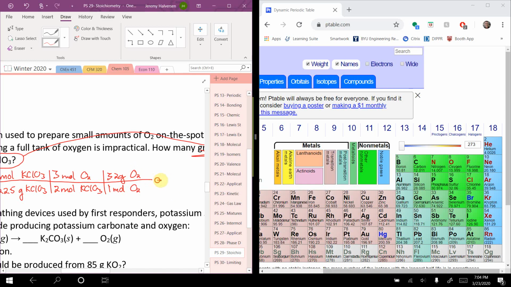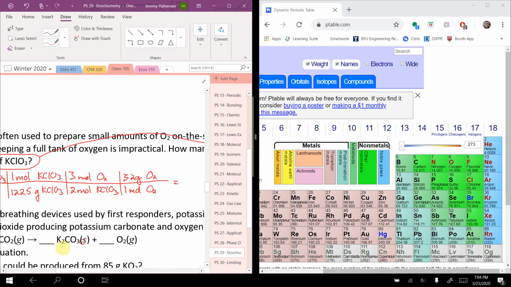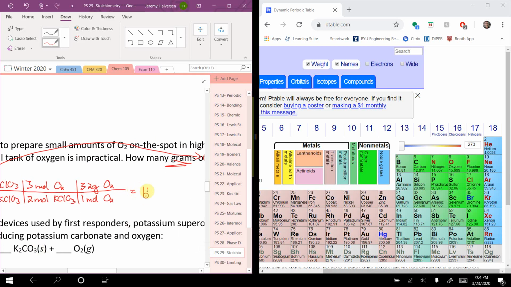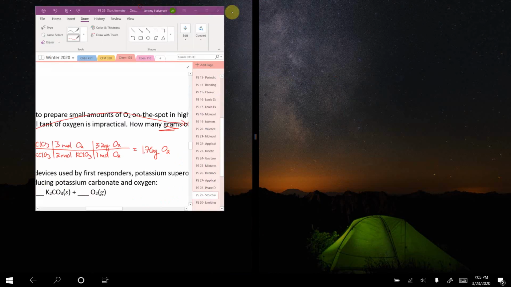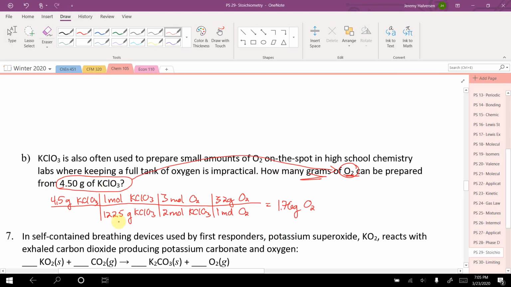Now it becomes a good skill at this point in the course to start making sure you write down not just grams, but grams of KClO3, because now we're switching between different species and you can get really turned around if you skip that part. So I've got 4.5 divided by 122.5 times 3 over 2 times 32, and that gives me 1.76 grams of O2. In other words, if you were to react 4.5 grams of KClO3, you could get 1.76 grams of oxygen out of it.